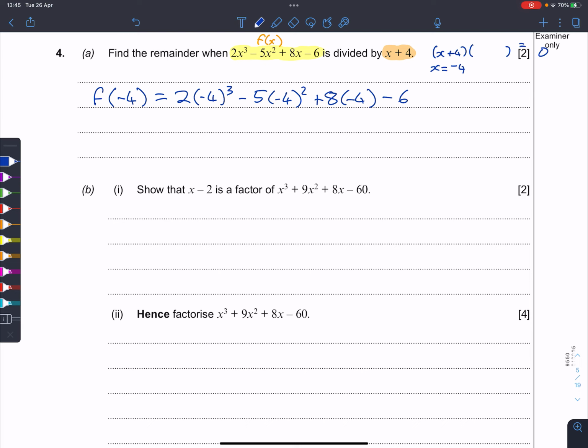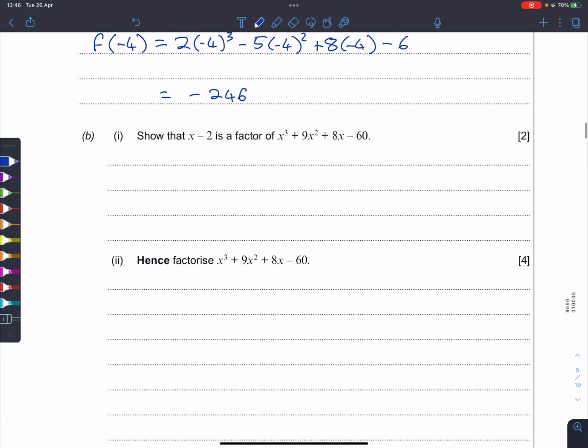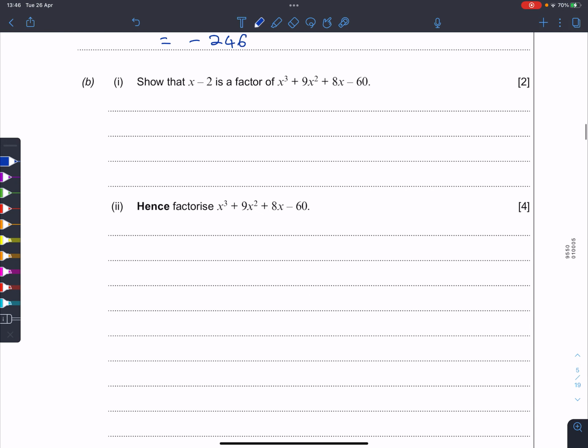2 lots of negative 4 cubed, minus 5 lots of negative 4 squared plus 8 lots of negative 4 minus 6 gives me a remainder of negative 246.